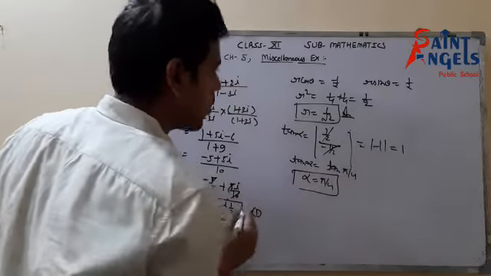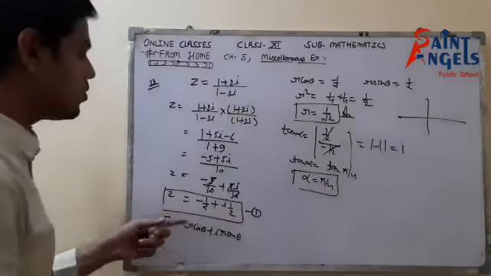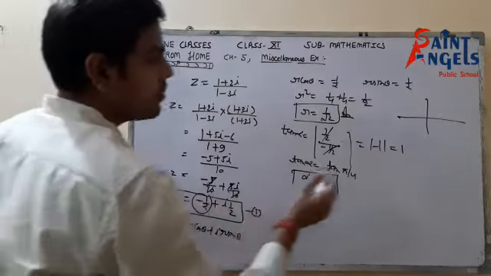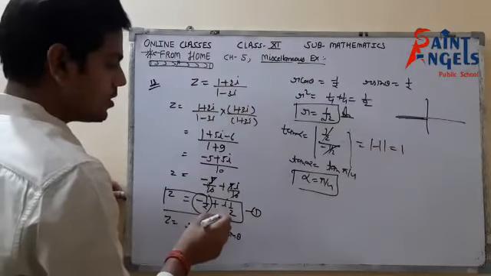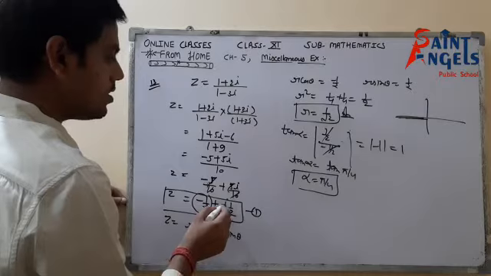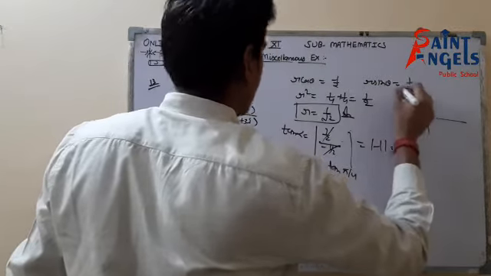But now look at the complex number z. The real part is negative. It means the x axis is negative and the imaginary axis is positive. So it lies in the second quadrant.